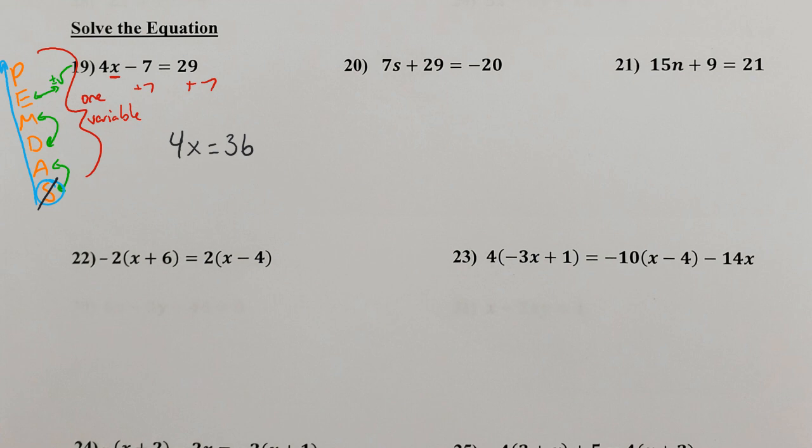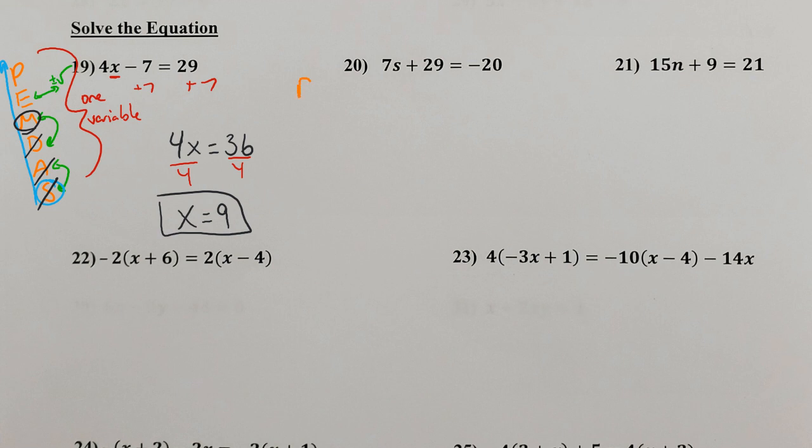Subtraction's gone. I don't see any addition. I don't see any division. I see multiplication because that's 4 times x. How do I get rid of multiplication? By division. And that's why I divide by 4 on both sides. I end up with x equals 9. Like I said, if you want to check your work, plug it in. 4 times 9 is 36. 36 minus 7 is 29. It does work. So anytime you're lost, that's your hint.